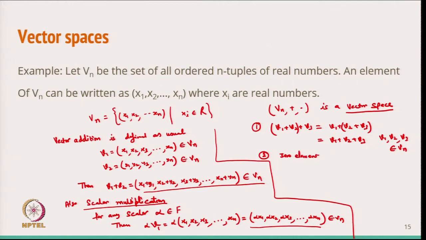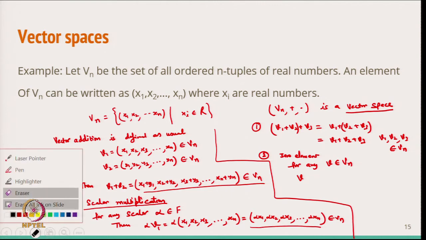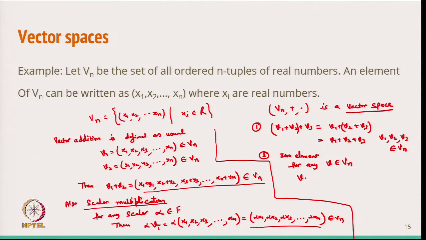So, the 0 element means for any vector v belonging to V n, there exists a 0 element such that v plus 0 is equal to 0 plus v, and it should be equal to v. This should be true for all v belonging to the space. Now, the question is what is the 0 element here?